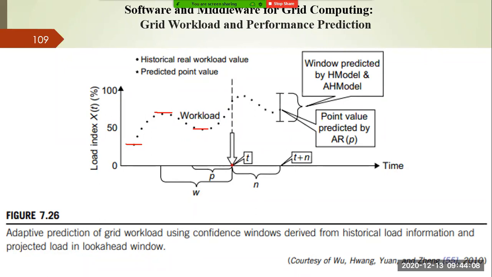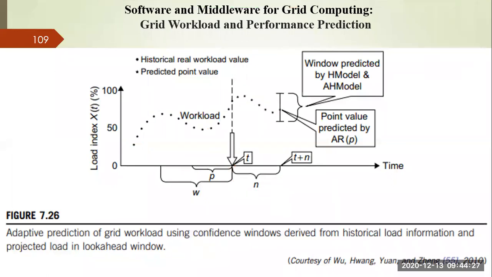So you are present at this point t. What do you have to do? You have to forecast. You have to predict the value for t to t plus n. For this n amount of time, you are going to predict how many resources will be required and what the resource utilizations will be, right?